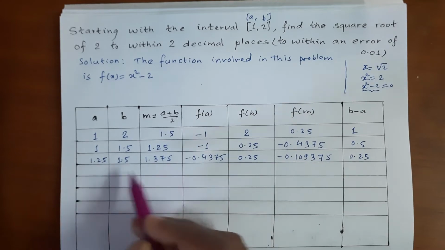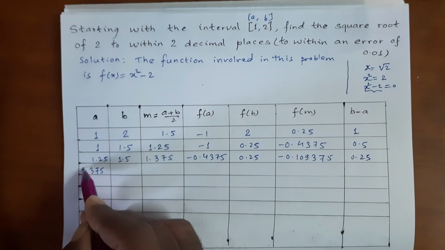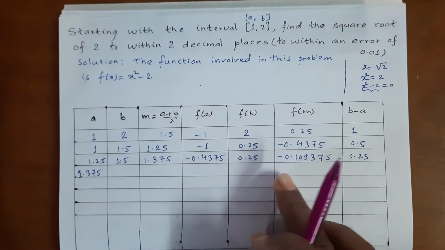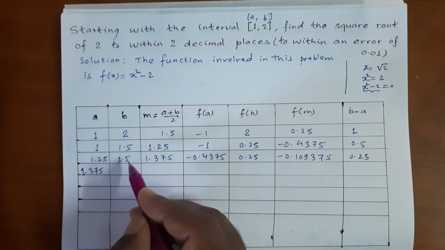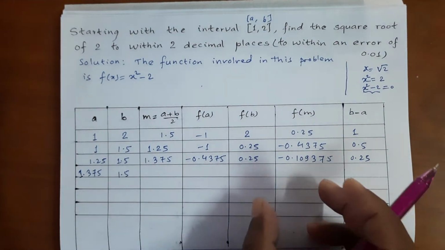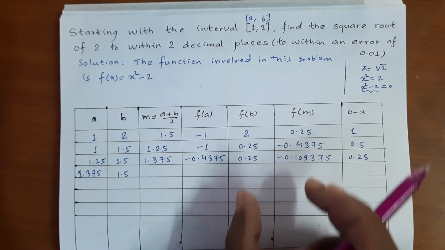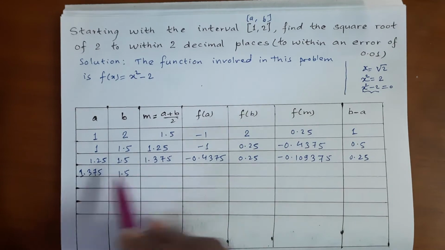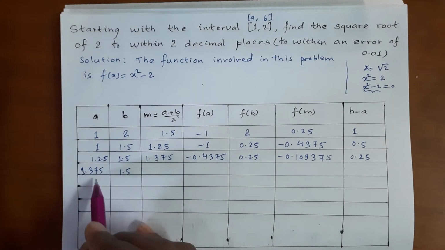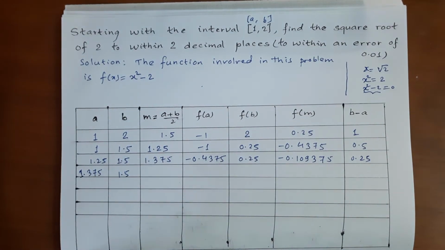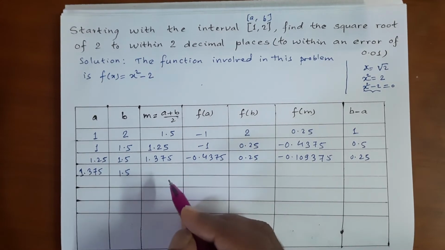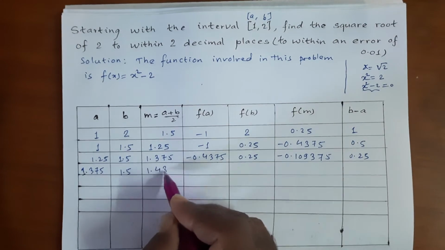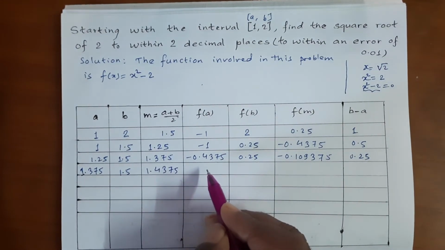So we take 1.375 as a, and b value is 1.5, because for m and b we have opposite sign; fb times fm is negative, less than 0. So we are taking m as a and b as b. The same procedure will follow. The midpoint, 1.375 plus 1.5 divided by 2, will be 1.4375. Now let's find fa.